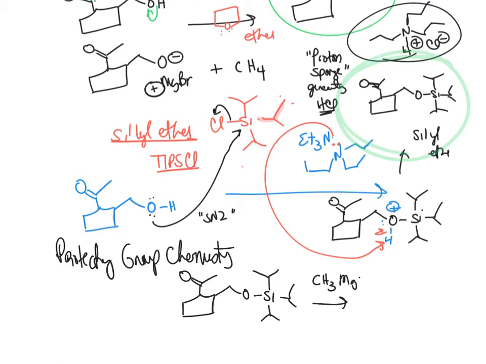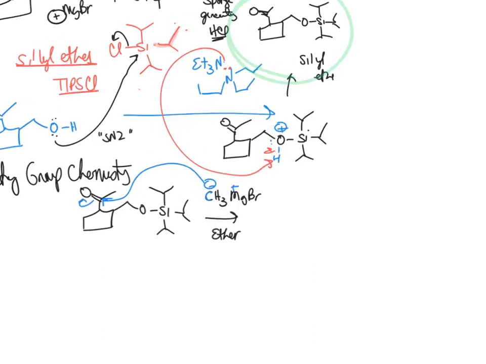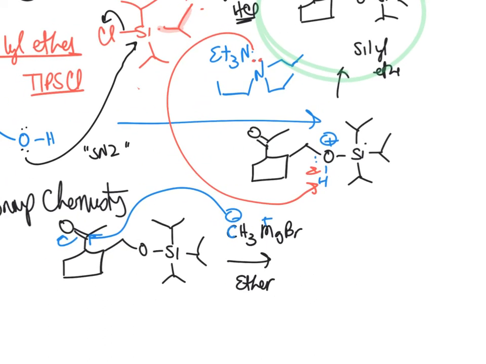Now you can react this with the Grignard and ether, and now you can see that this will go after the carbonyl here, and you can make your compound. And then you can add a little bit of acid, and you will quench that alcohol right here.